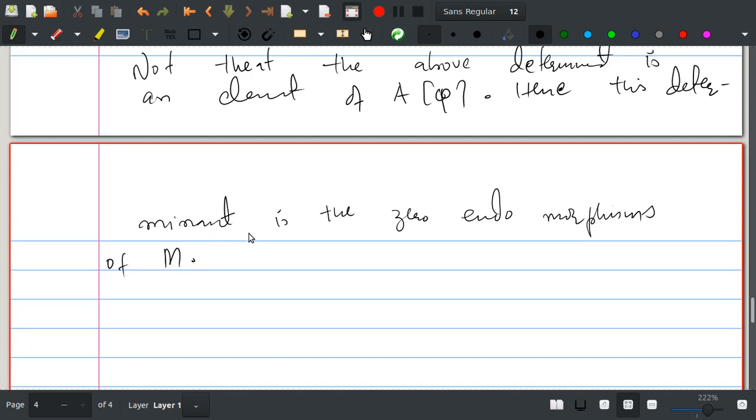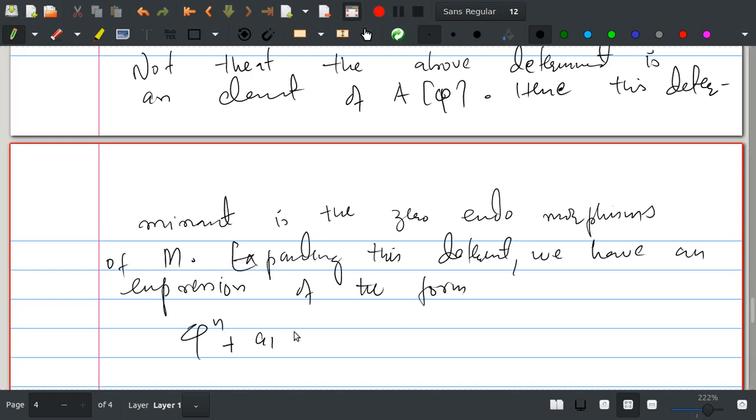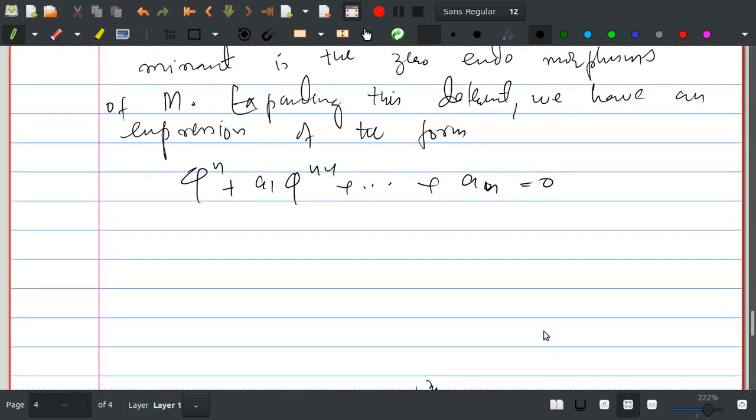So expanding this determinant, we have an expression of the form phi to the power n plus a1 phi to the power n minus 1 plus and so on plus an, which is actually 0. So this proves the result.